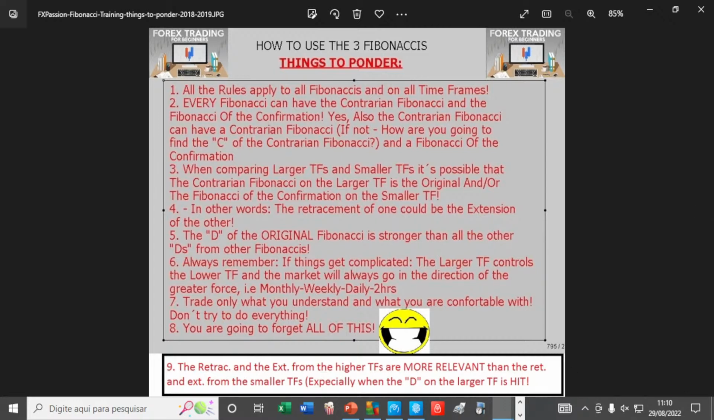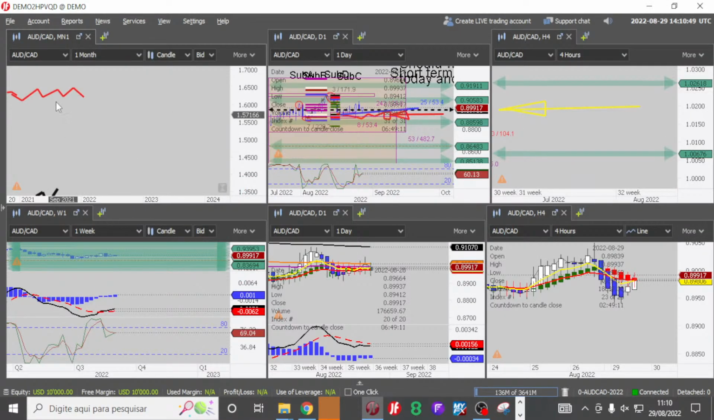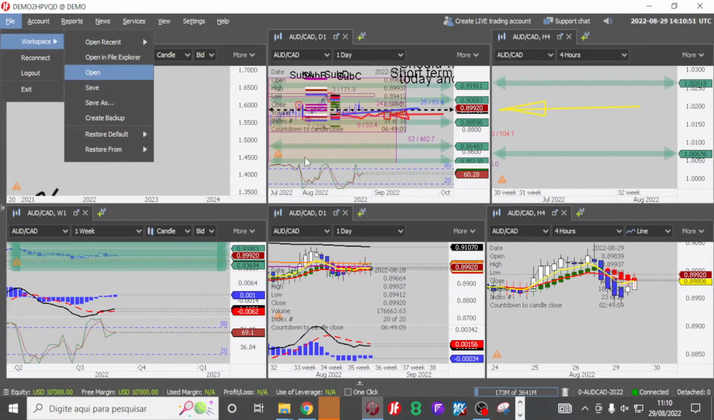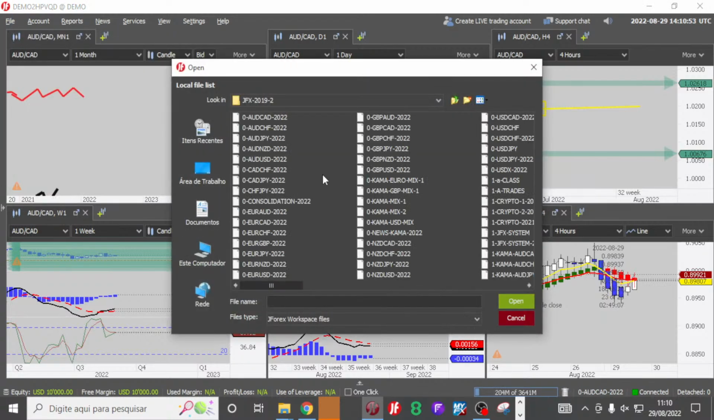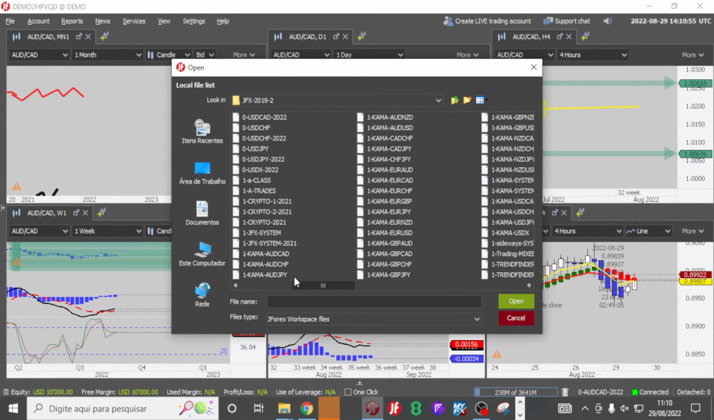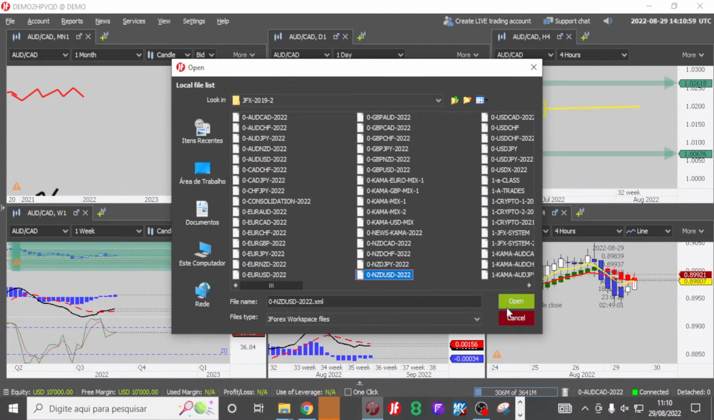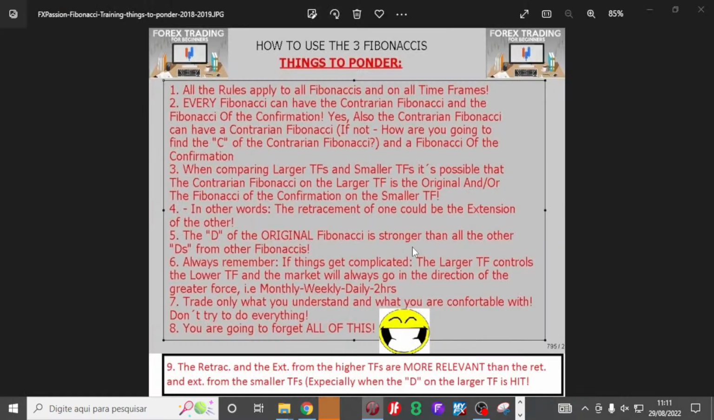Past week, we had great entries, everybody, on the dollar. So NZD-USD was a Fibonacci trade, AUD-USD was a Fibonacci trade. Yes?